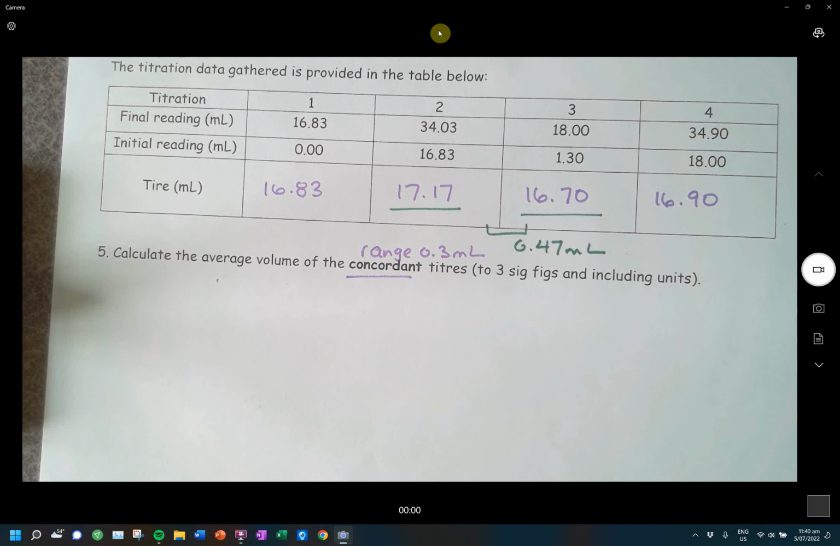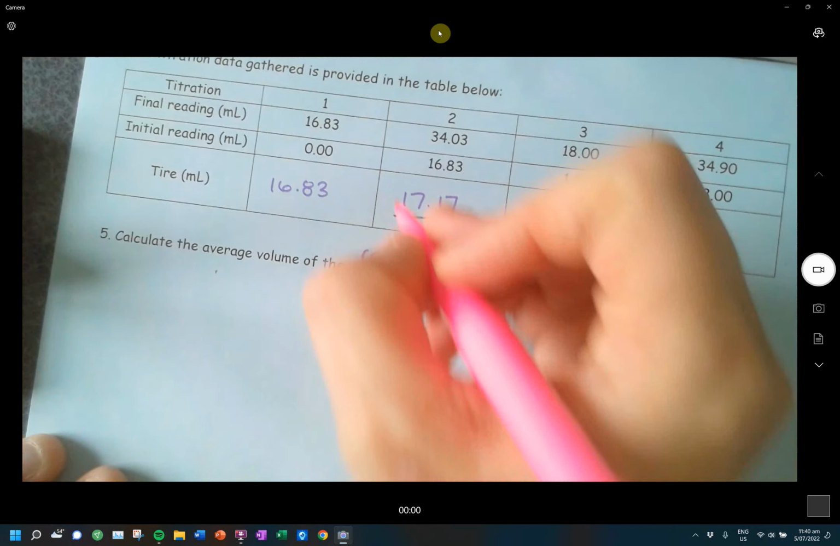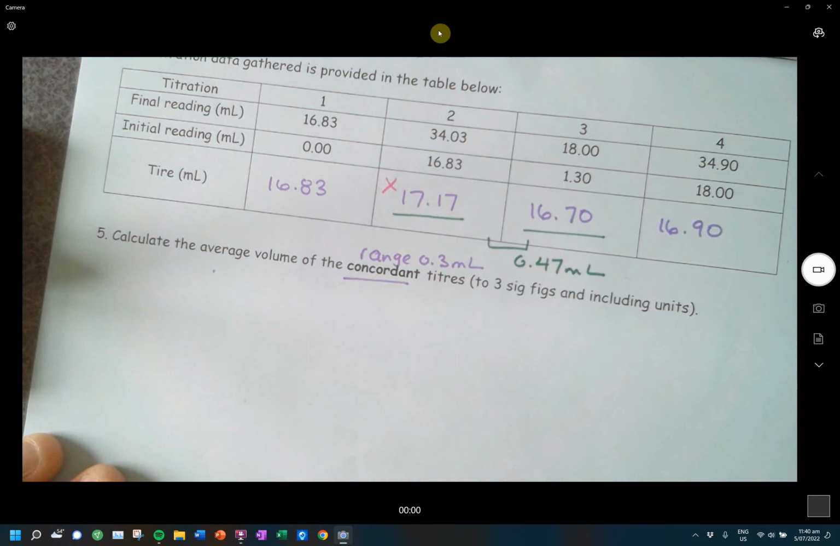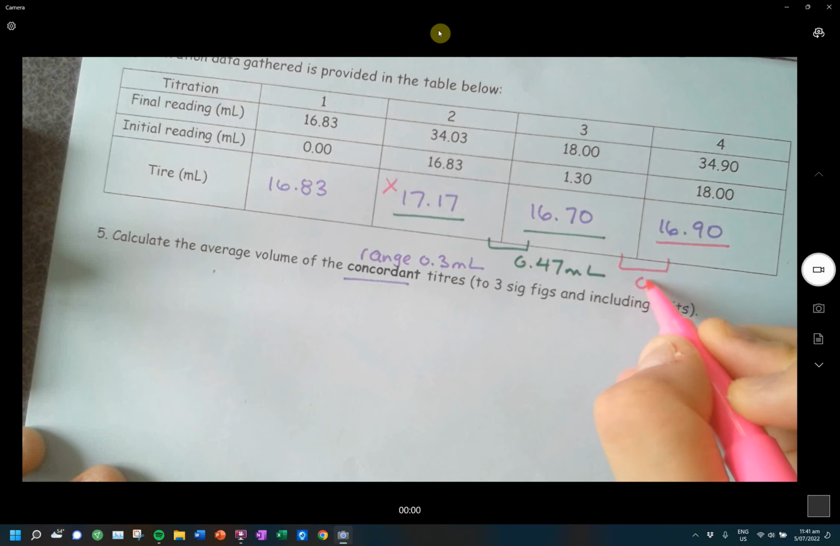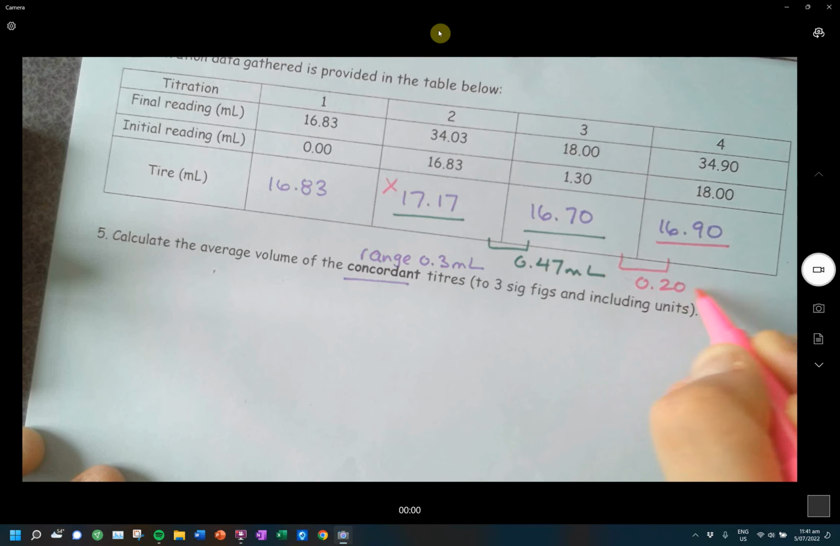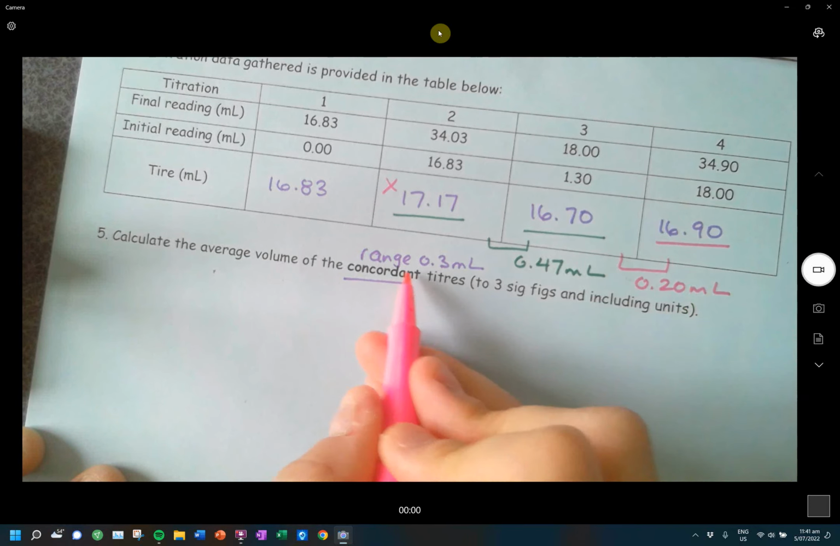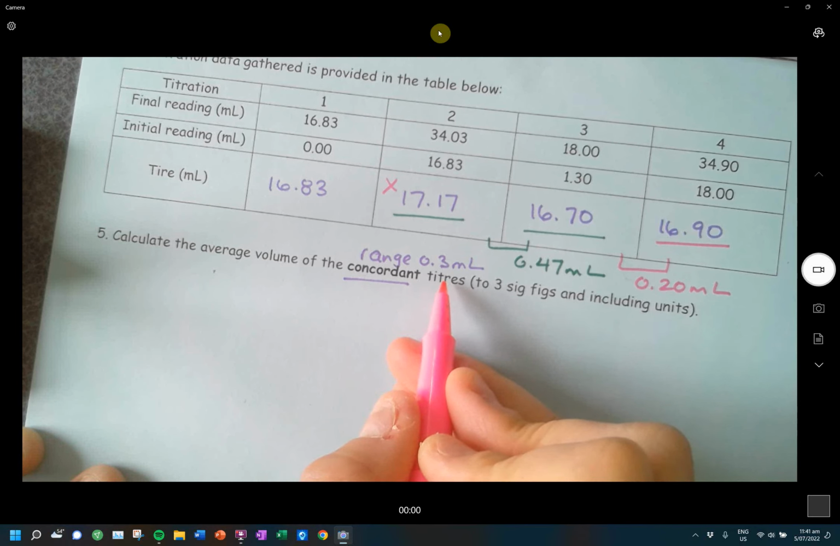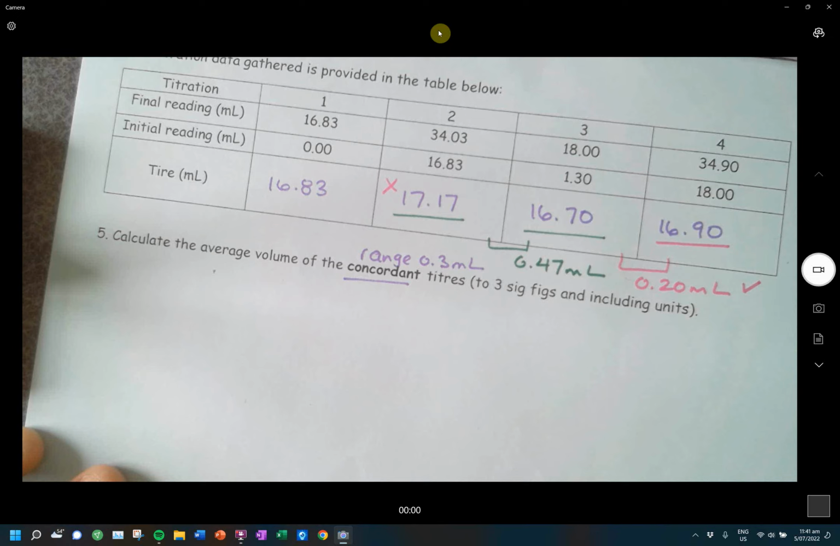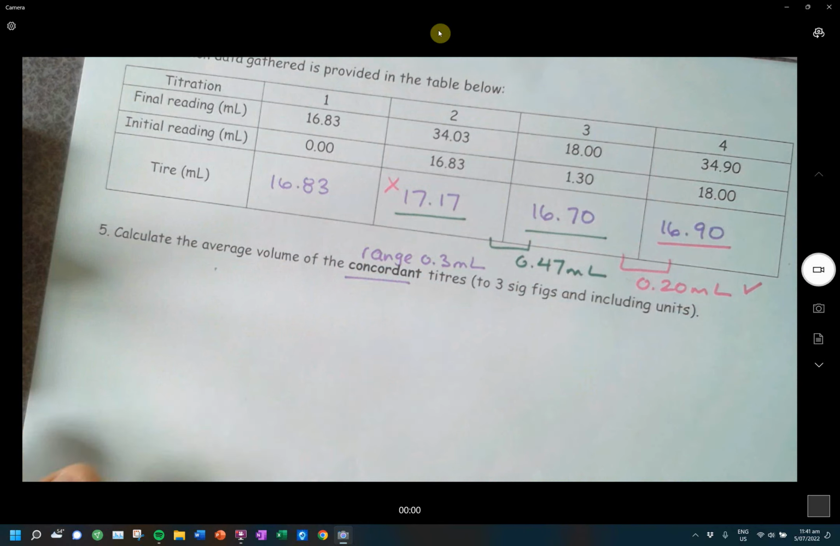All right, so let's say I eliminate the 17. Then my new highest value is going to be that 16.9. And the range there is 0.20 milliliters. So is that within the range of 0.3? Yes. So I can accept this one and exclude that one.